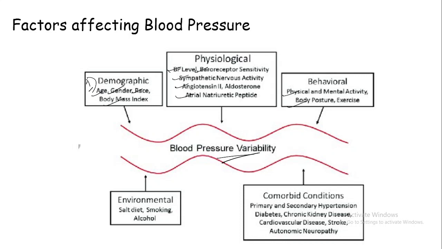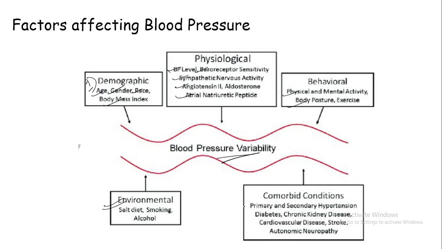When you are into high physical activity, there are chances of your blood pressure being a little on the higher side, which will come back to normal when the body comes back to its normal condition. Normal heart rate comes back, breathing rate comes back to normal. That is when the blood pressure also comes back to normal. Environmental factors, such as the salt diet, smoking, alcohol, also affect the blood pressure.